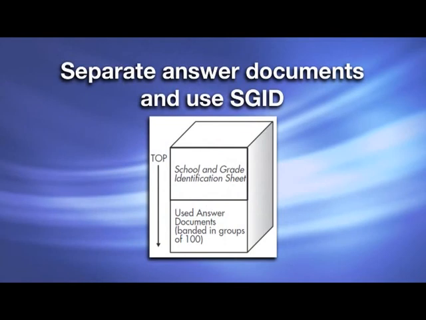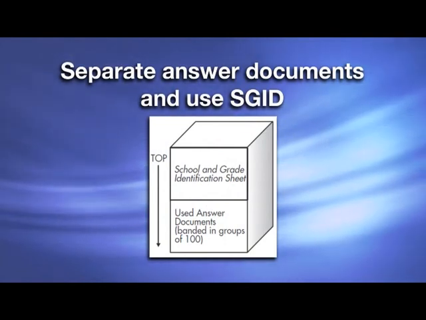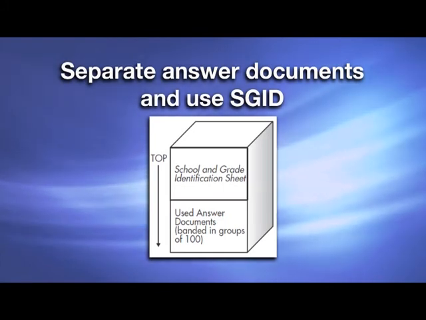Hand-mark Section B, Census or Makeup for grade 10 students or for grade 11, 12, and adult education students, the number of answer documents, and the date of exam. Wrap each bundle of answer documents with the paper bands provided in groups of 100. Place a complete SGID on top of each bundle.